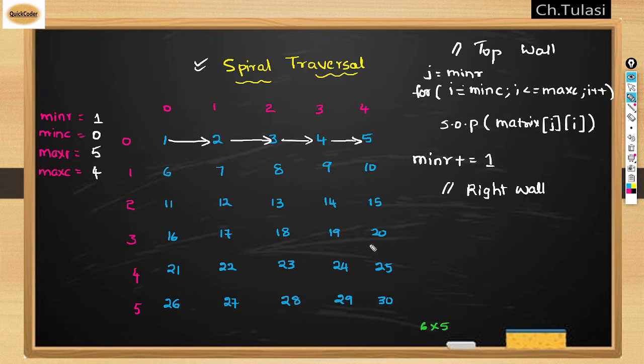What happens in the right wall? See, 5 is already computed here, so I want to print from 10 to 30. What is the fixed one here? This max column is fixed. What is moving? From min row to max row. What is min row? 1. What is max row? 5. So I am moving from 1 to 5.